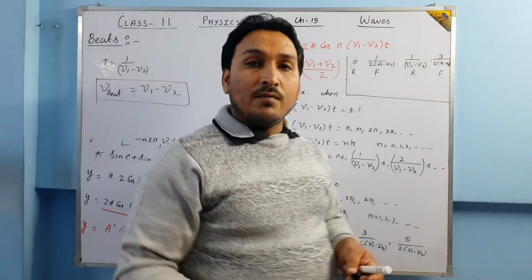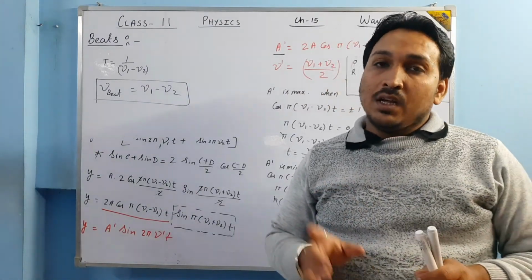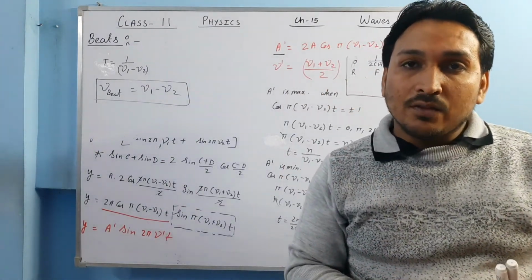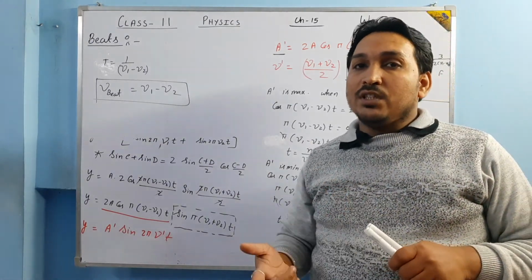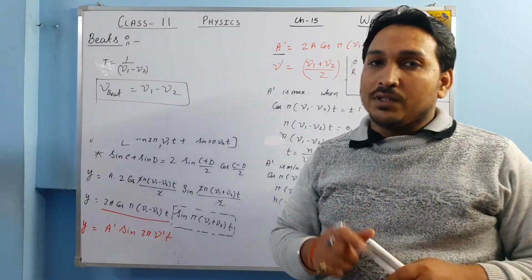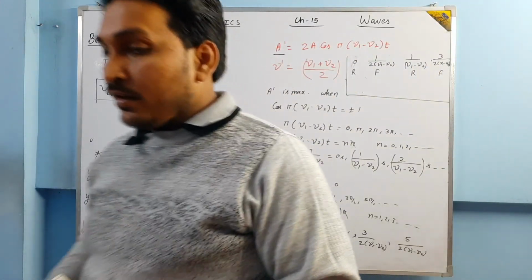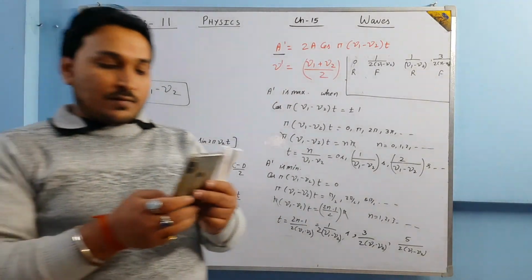So what is the main funda of beats? The main funda is that whatever the difference between the frequencies of the waves, that same number of beats we are going to listen per second. Let me show that demonstration again so that you can understand this phenomenon.